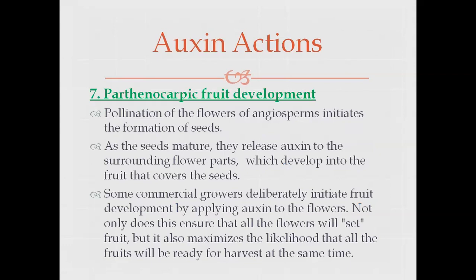Now parthenocarpic fruit development, without pollination. Pollination of the flowers in angiosperms initiates the formation of seed, which is called parthenocarpy. And when seeds mature, they release the oxygen to the surrounding flower parts, which develop into the fruit that covers the seed. So these are the examples of the function of the oxygen hormone.